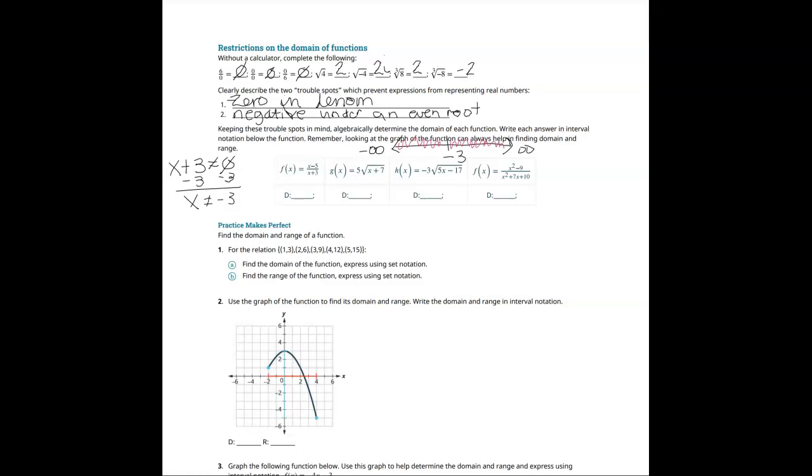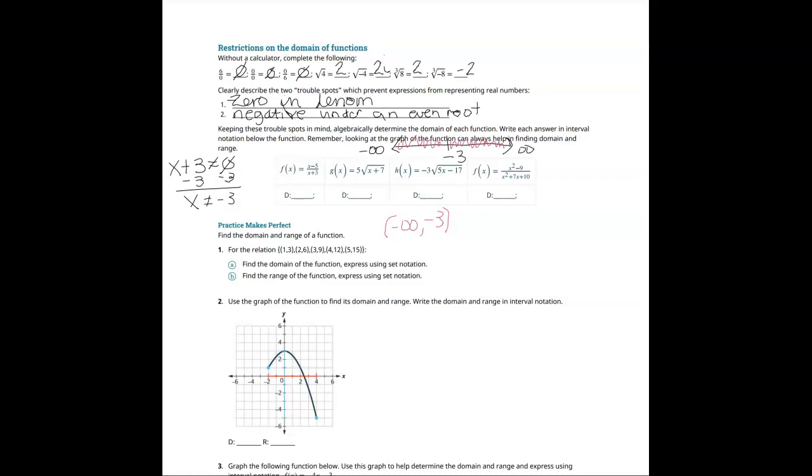So we're going to start at where? Because we always go from left to right. I'm just going to write it in pink so you guys can see it. We start with a parenthesis because we can't ever attain this. We start at negative infinity, and we go all the way up to, you guessed it, negative 3. But we can't include negative 3, so we put a parenthesis.